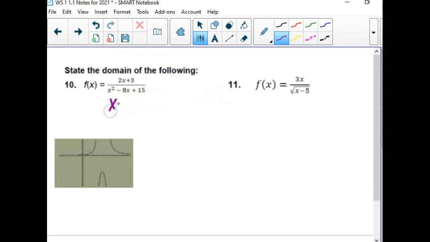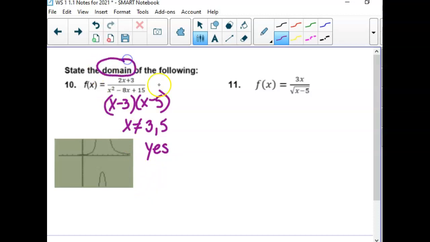If we were to factor the denominator here, the two values that x could not be would be 3 or 5. So the domain would be everything except 3 and 5. If you look at the graph, it is a function. The range is very hard to determine. That's why I said here, just do the domain for these.